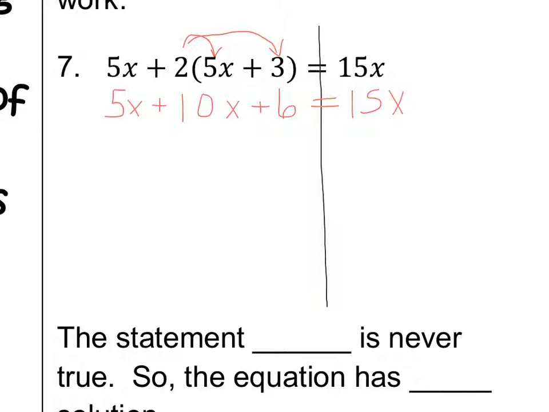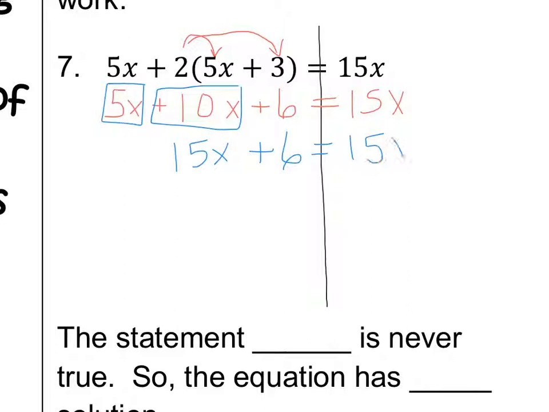Okay, so looking back at our poem, we've got the line down the middle, and we're still on the distribute and combine to start the race. So if I look at the left side, I've still got something I need to combine. I have a 5x and a positive 10x. So I need to combine those. So they combine into 15x plus 6 equals 15x.